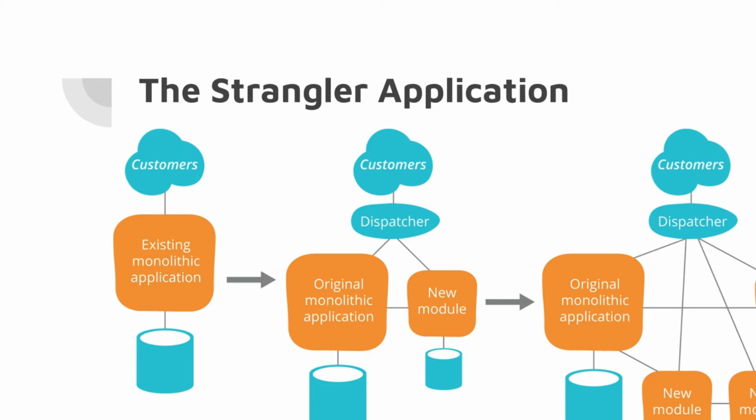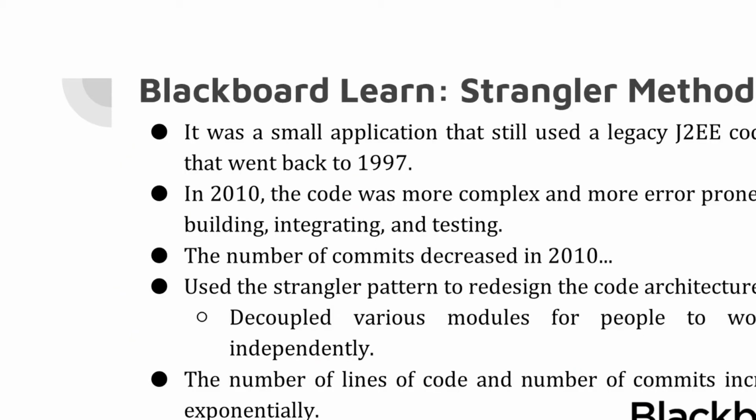Starting out, it was a small application that used a legacy J2EE codebase that went back to 1997, a very old code language. In 2010, the code was more complex and more error-prone when building and integrating and even testing. The company fell behind and started seeing its growth decline. The number of commits decreased in 2010 dramatically due to difficulty working with the code. The code became outdated and their architecture started to fall apart. Because Blackboard used the monolithic architecture type, they didn't have any room for growth. There was no scaling in their architecture type.